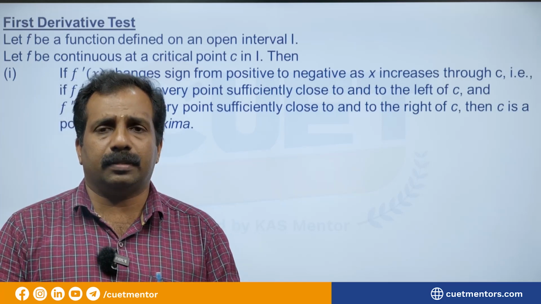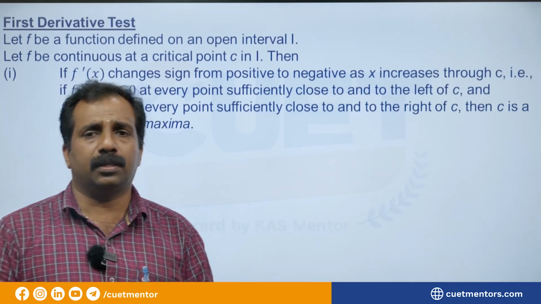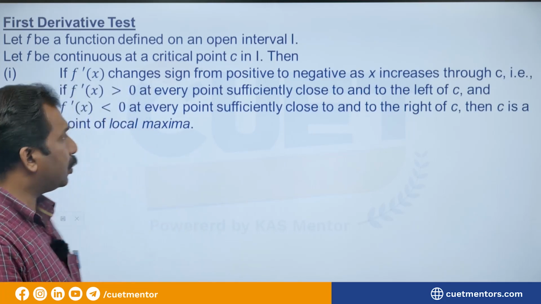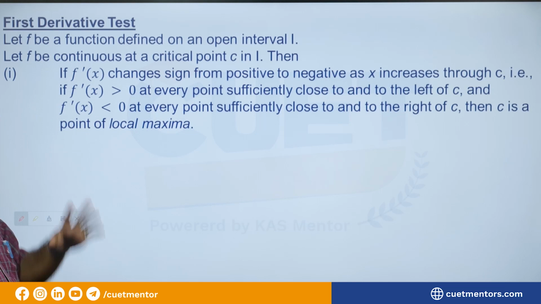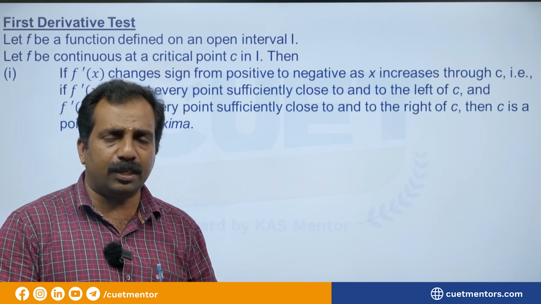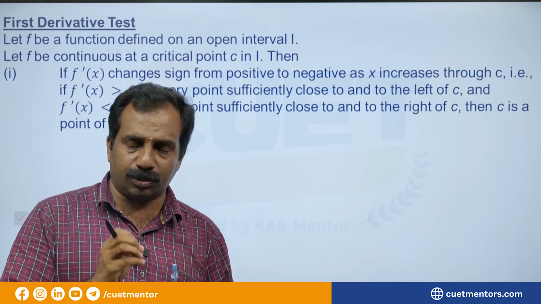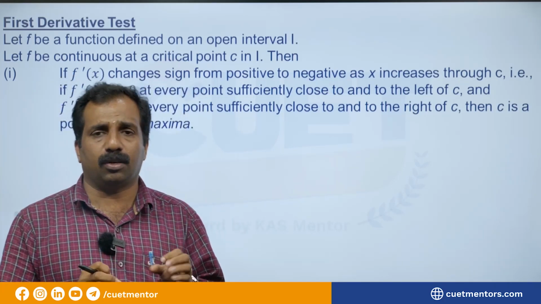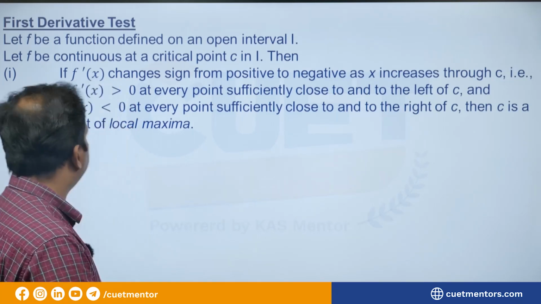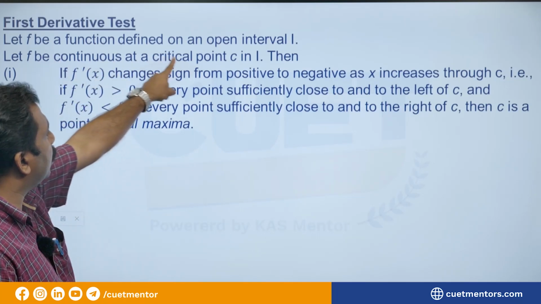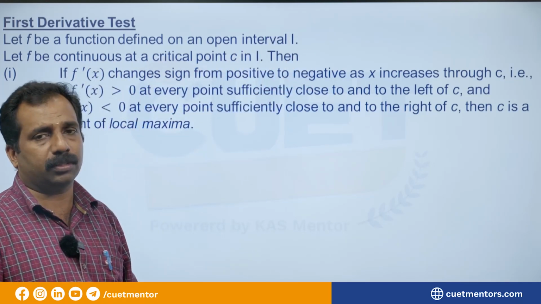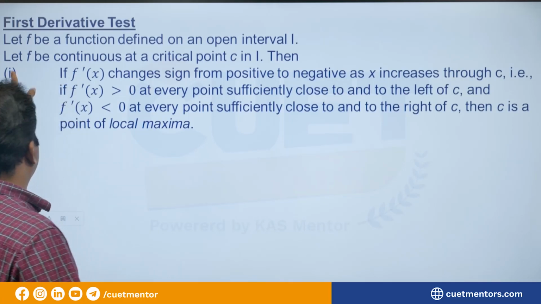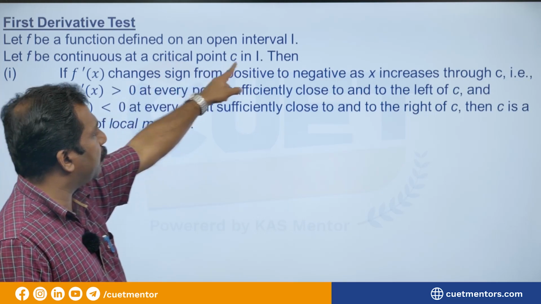Now what are the ways to find out if a function has a maximum or minimum value? The first method is the first derivative test. By using the first derivative, we say that the function has local maxima or local minima. Let f be a function defined on an open interval I. Let f be continuous at a critical point C in I.